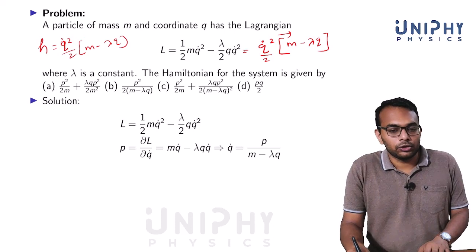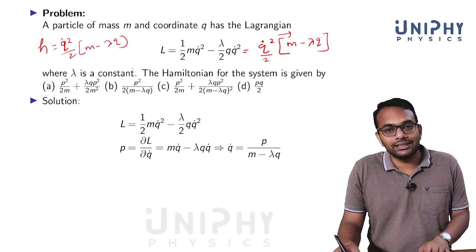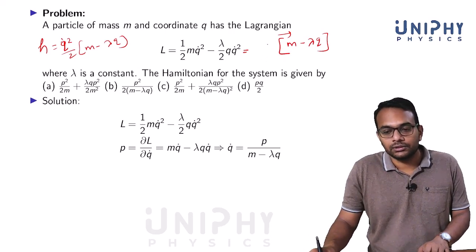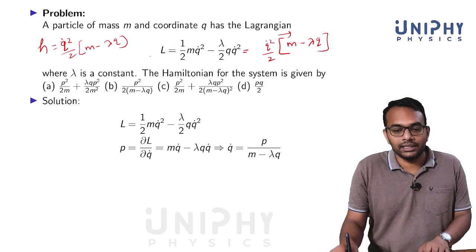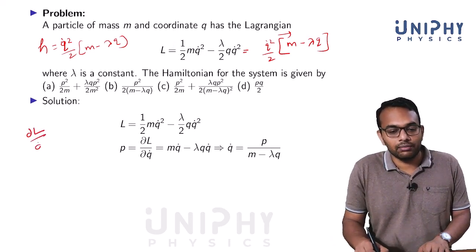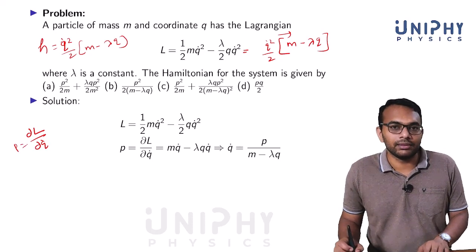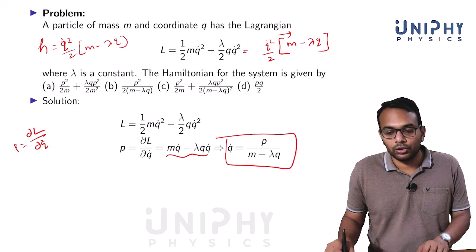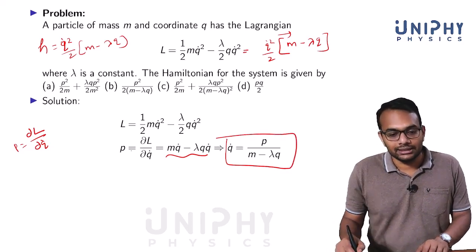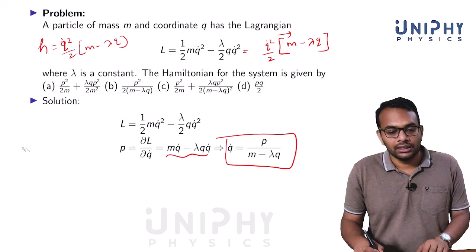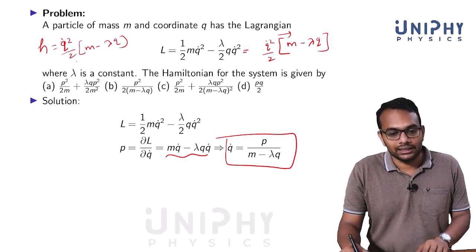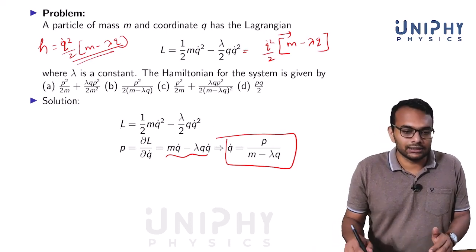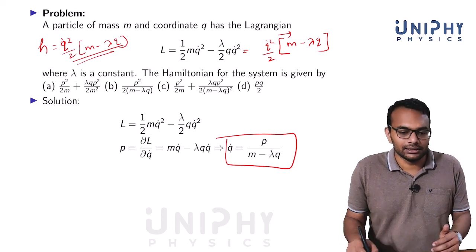What's the next step? You don't need this q̇² here, you need to write it in terms of p. So how do we find p here? You can find p by taking ∂L/∂q̇. That's what we have done here, and from here you get q̇ is equal to p divided by (m − λq). There's nothing particularly difficult here. The only thing is that now you substitute for q̇ in terms of this p and you will get the final answer. Let's do this.